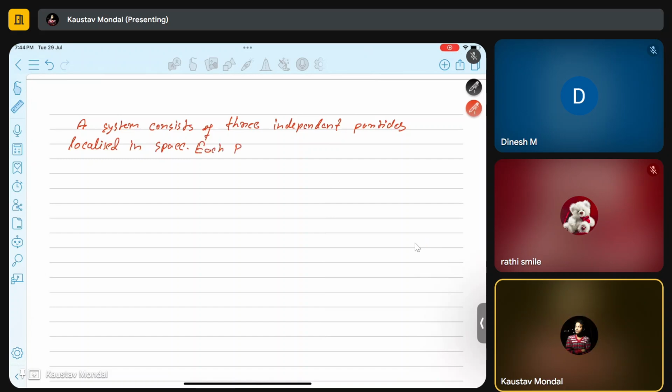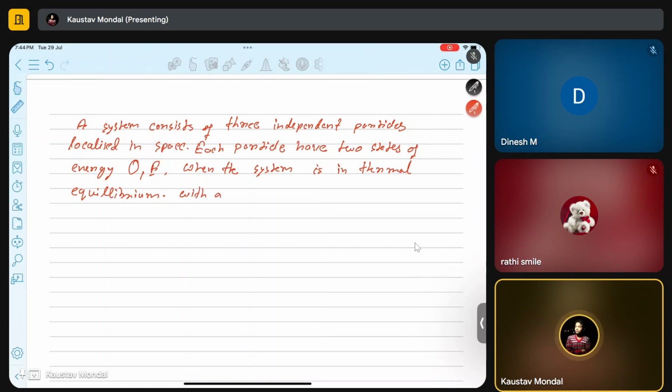Each particle has two states of energy: the energy can be either zero or E. The system is in thermal equilibrium with a bath.